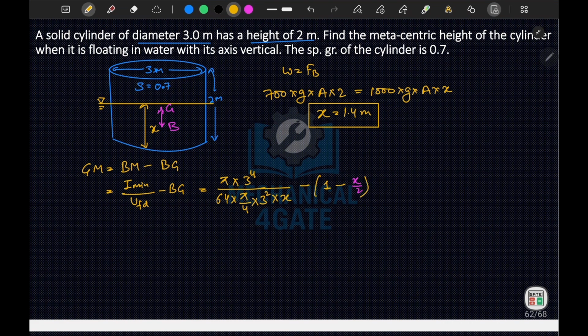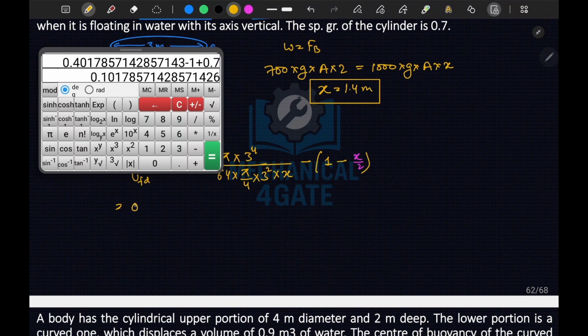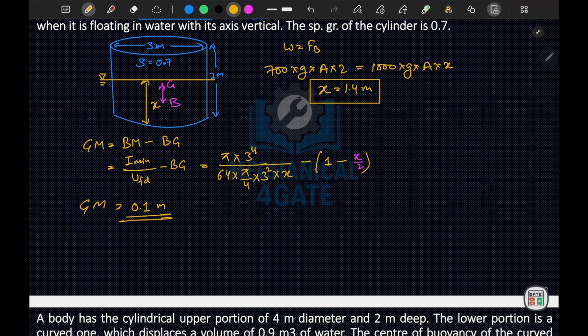Okay, so if I substitute my values here, pi and pi will cancel out, and 64 will cancel, this will become 16. 9 divided by 16 divided by x, that is 1.4. This minus 1 plus x by 2. X by 2 is your 0.7. So this comes out to be your 0.1 meter. So this is your metacentric height Gm.